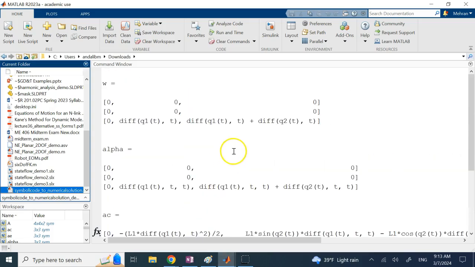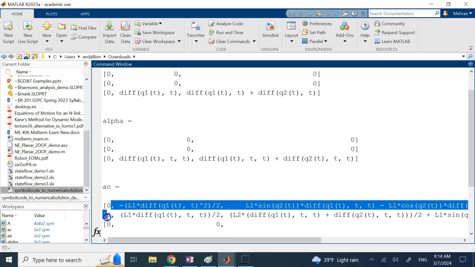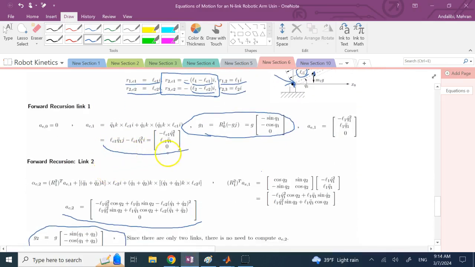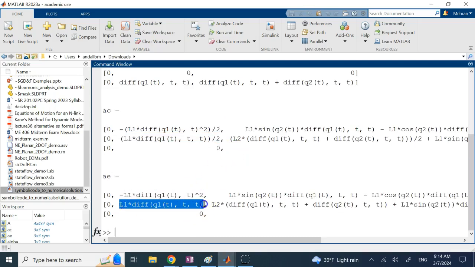And if I show you the result of forward recursion, look, everything does make sense. The first column is omega frame 0, all zeros. The next one is omega frame 1, which is just q1 dot. The next one is omega frame 2, which is q1 dot plus q2 dot. Similarly for alphas, I have q1 double dot, and here I have q1 double dot plus q2 double dot. And then I have a of c, where the first column is a of frame 0, which is 0. Then I have negative L1 Q1 dot squared over 2 and L1 Q1 double dot over 2, which are exactly these equations. If you look at them for AC1, that's exactly this, if you replace LC1 equal to L1 over 2. And then you can get A of E1 as well here. That's the same thing, except it's L1, not L1 over 2.